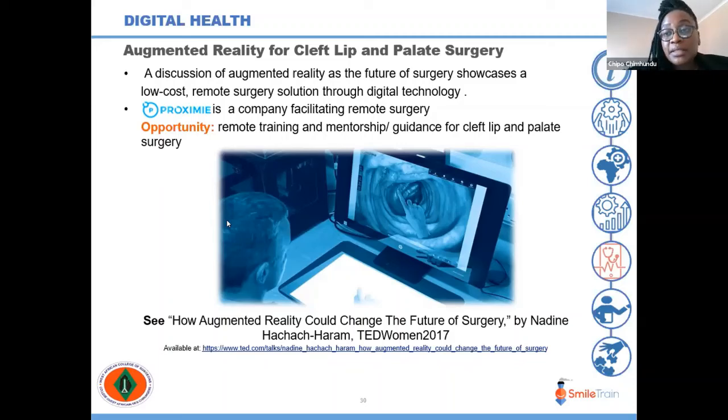Right now is the best time for us to consider investing in augmented reality, which essentially means interacting with something from afar, but actually having an impact on where you're making your changes digitally from here. So we need to think about, maybe it's an opportunity for training and mentorship guidance for cleft lip and palate surgery.